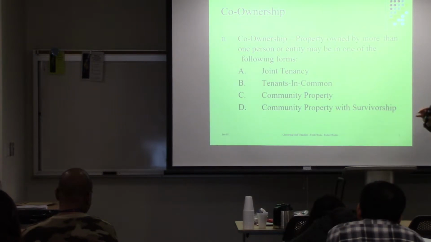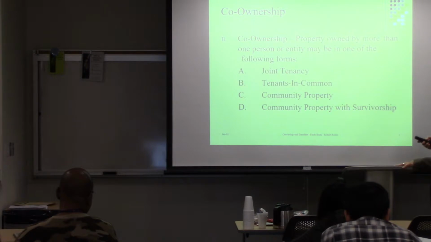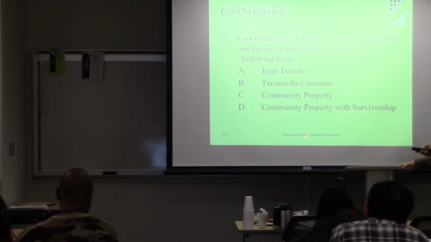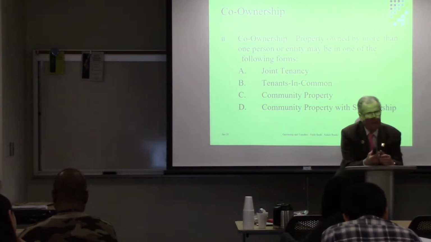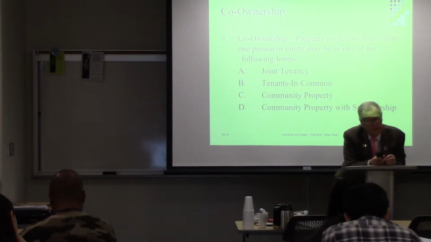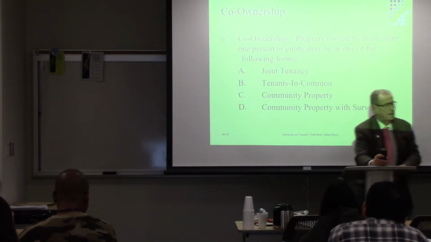That was how you hold property, one person by themselves. Now we go to co-ownership. Co-ownership: property is owned by more than one person or entity and may be in one of the following forms. It could be a joint tenancy. We don't know what that is yet. It could be tenants in common. It could be community property, and it can be community property with survivorship. So we have basically 4 types of co-ownership, and we have one type of singular ownership, or one type of one owner, okay?